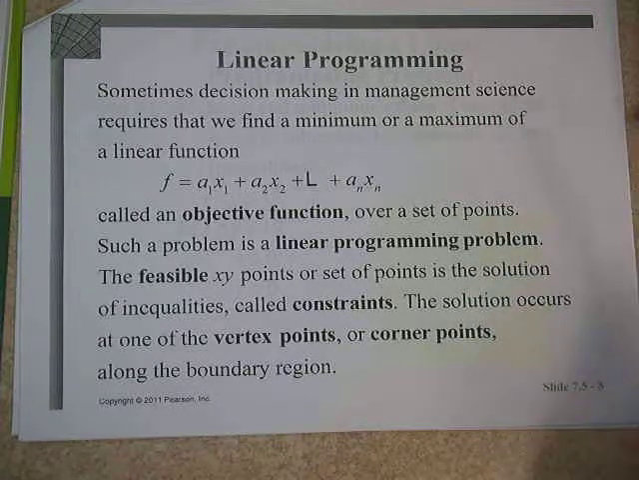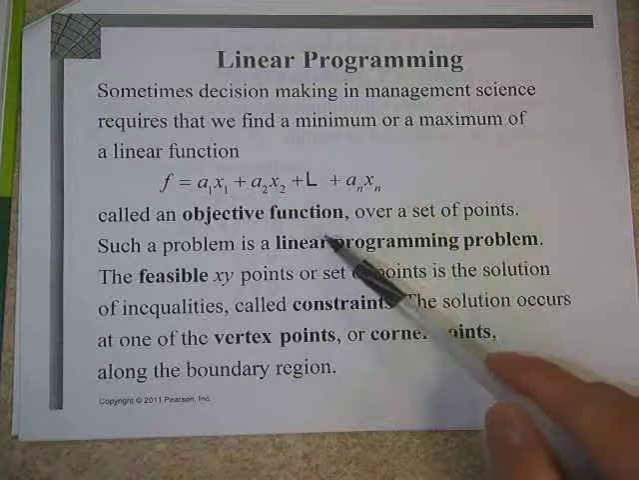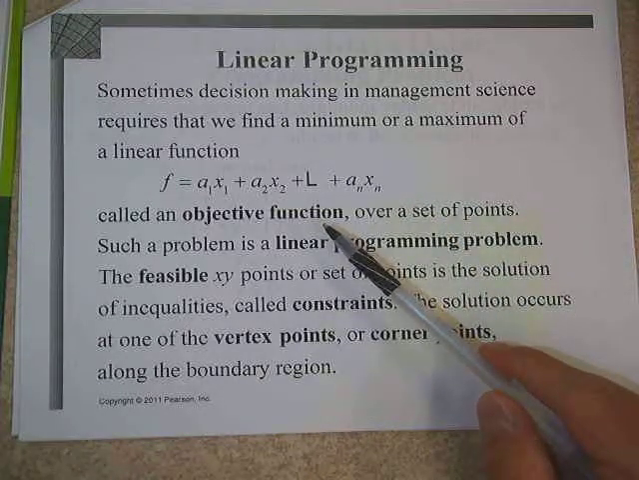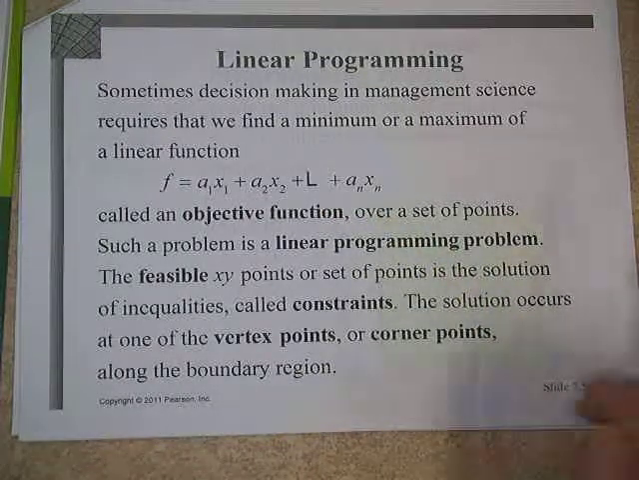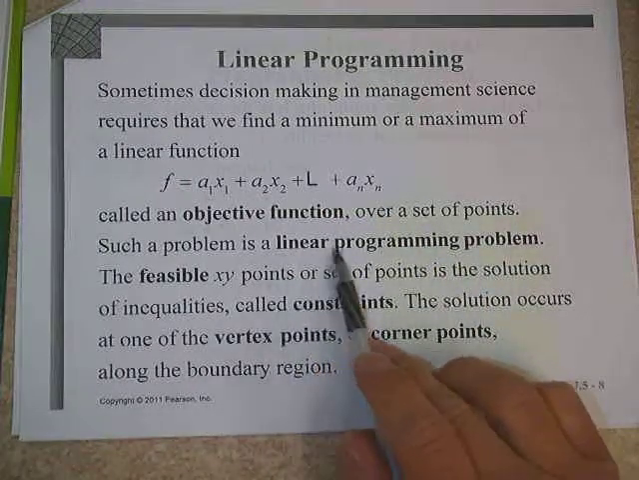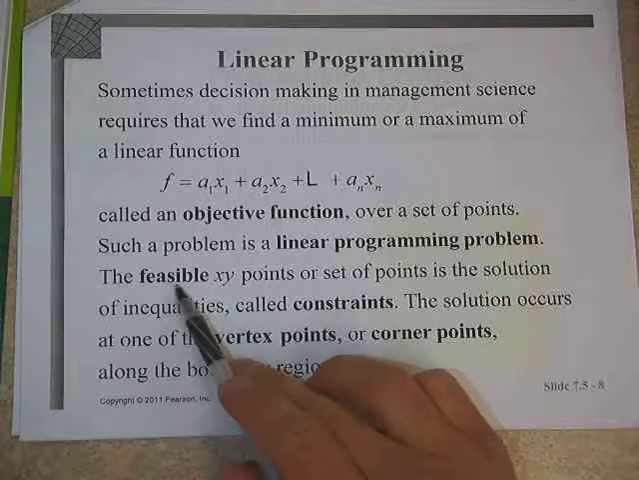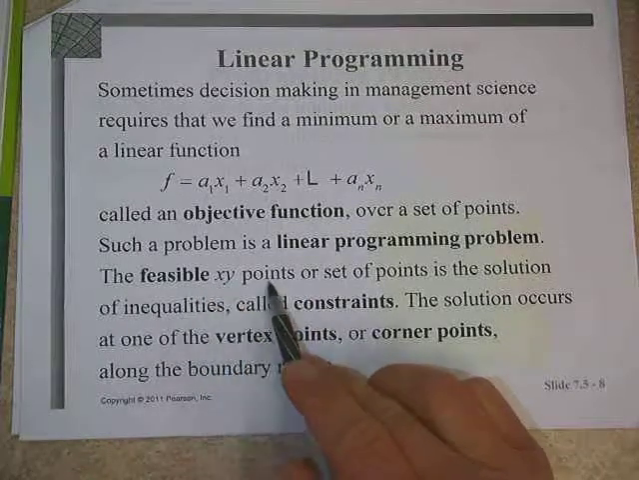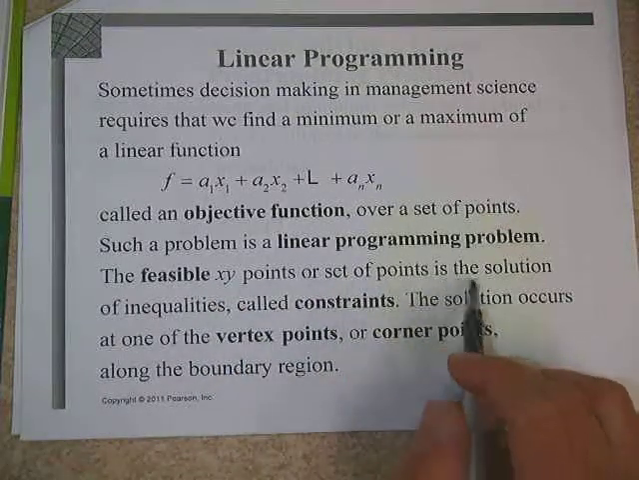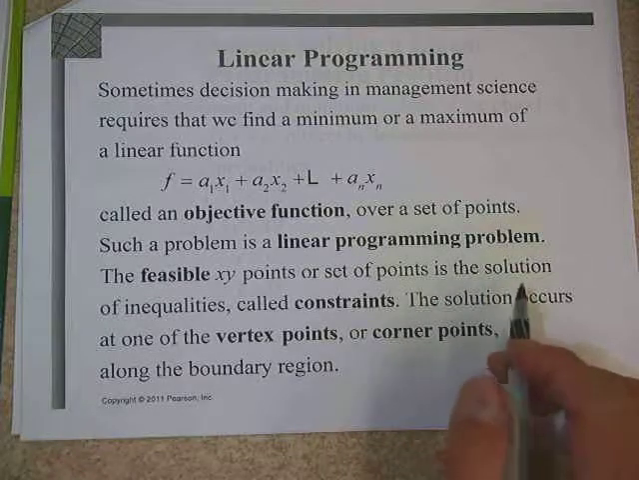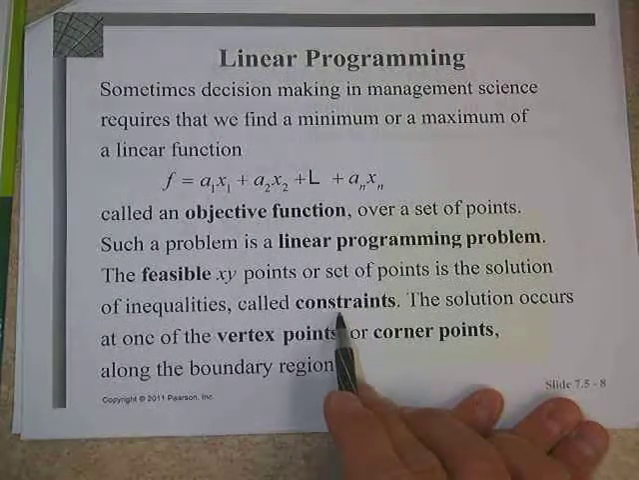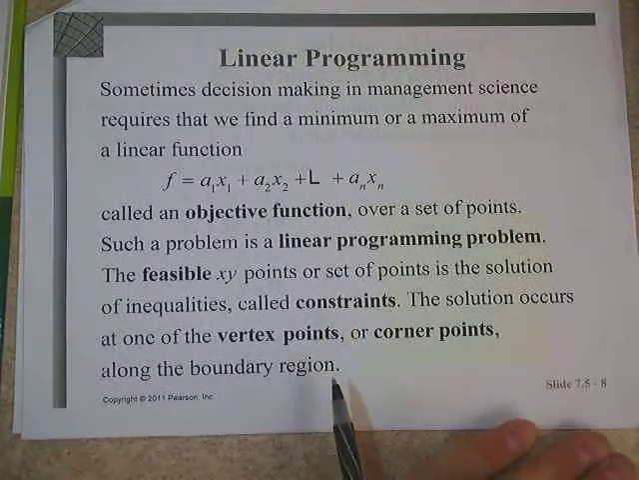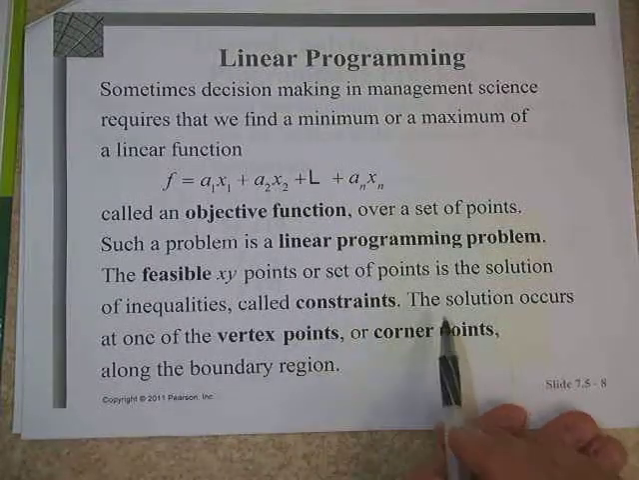Okay, and generally what we're going to do is identify an objective function. This is what we want to minimize or maximize. And if we have such a problem, we call it a linear programming problem. And then the feasible points are just points that are part of the system. These points are generally going to be the solutions to the inequalities that we're given, and we call those constraints. So this first part here is just some vocabulary.